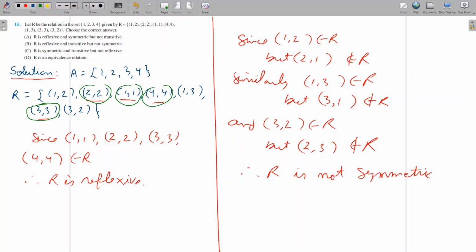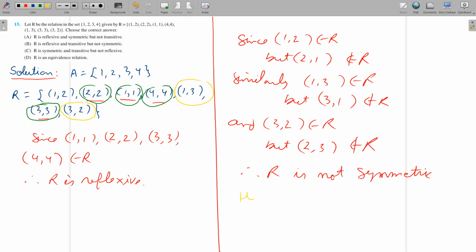Now let us check for this one. We'll check the elements of the type (x, y), (y, z), that is, the second element of one ordered pair and the first element of the second ordered pair should be the same. For (1, 2) and (2, 2), there is no need to check because it will be (1, 2) only. Here we have ordered pairs (1, 3) and (3, 2). If you take them, then combining them we must get (1, 2). (1, 2) is there, so that means R is transitive.